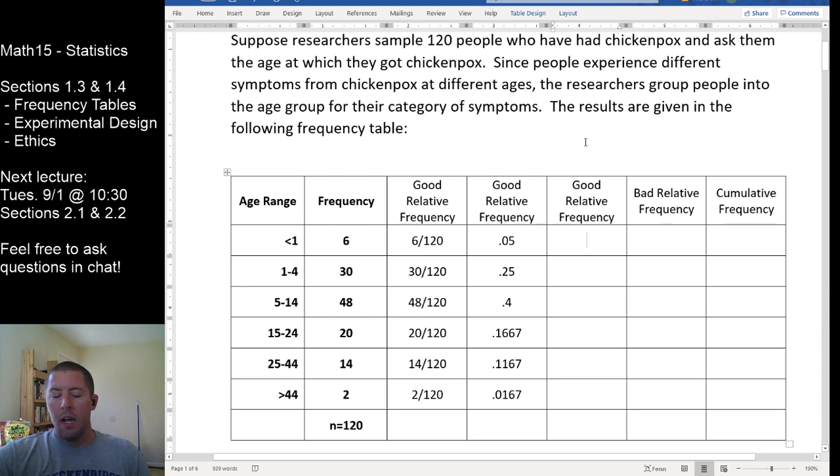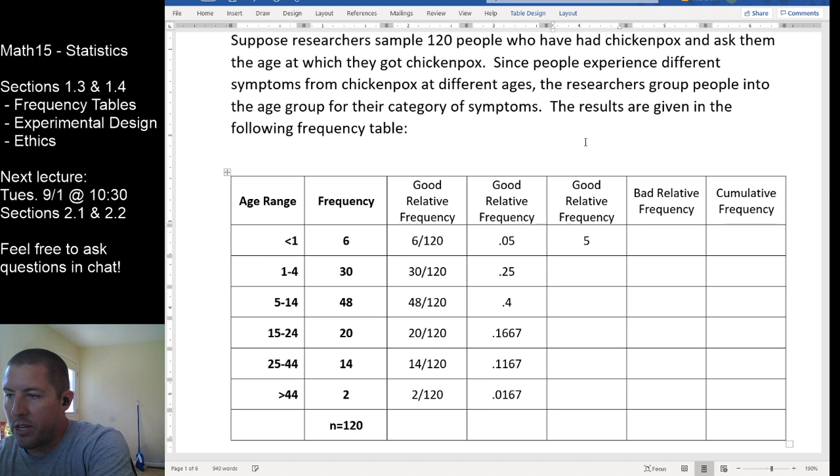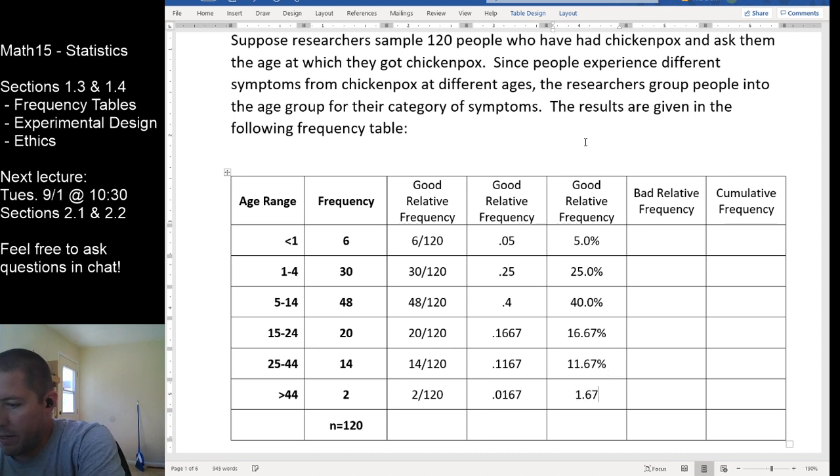So hopefully we're all familiar. If we want to convert decimals to percentages, then we just have to slide the decimal over 2 places, right? So 0.05, I move the decimal 2 places to the right, and I'm now getting 5.0%, 25.0%. Here we have 40.0%. Here, again, moving my decimals 2 places to the right, I'm going to get 16.67%, 11.67%, and 1.67%.